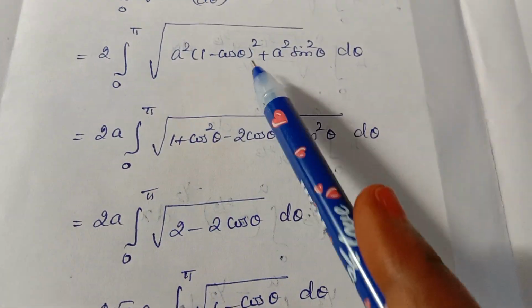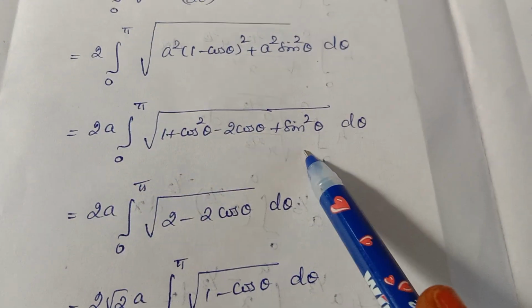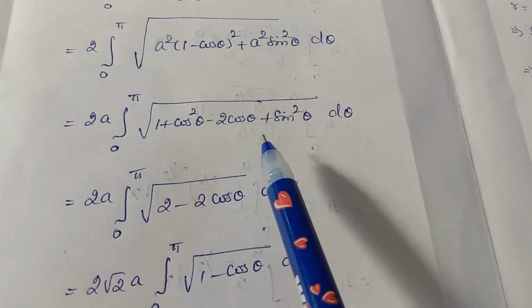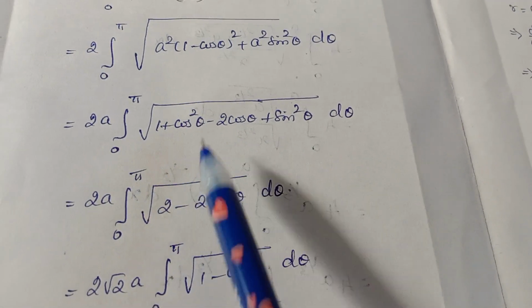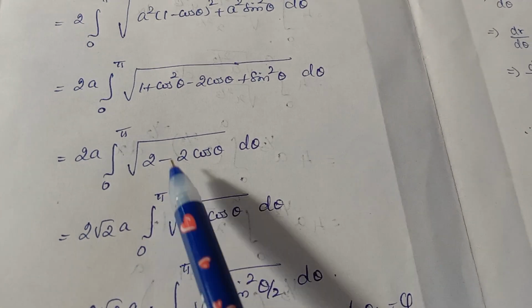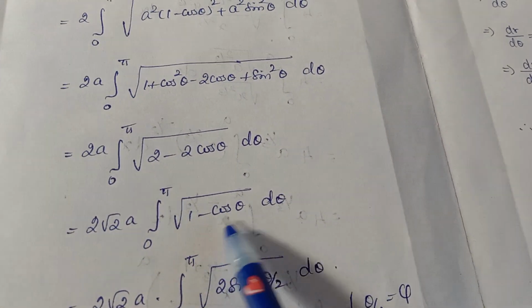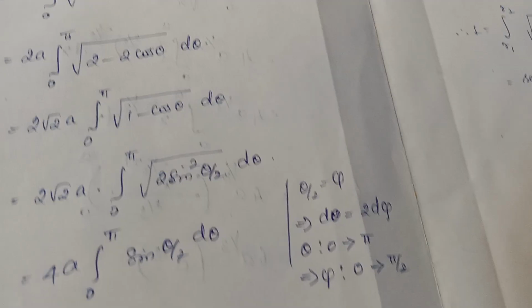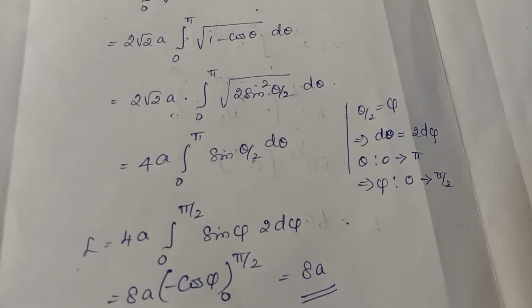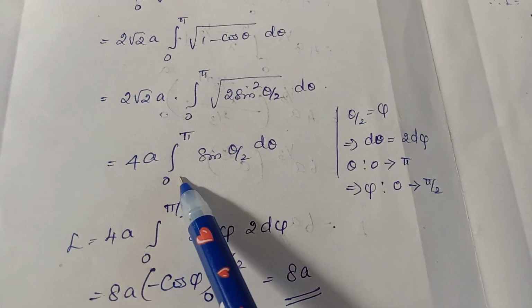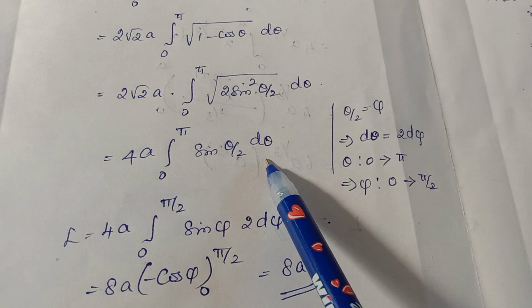So this is 1 plus cos square theta minus 2 cos theta plus sin square theta, d theta. Cos square theta plus sin square theta will be 1, so 1 plus 1 is 2. 2 minus 2 cos theta, d theta. Take 2 outside, so the 2 is here, root of 1 minus cos theta. But 1 minus cos theta is what? 2 sin square theta by 2. So square root of 2 sin square theta by 2. You take the root 2 here, so it will become 4a integral 0 to pi of sin theta by 2, d theta.